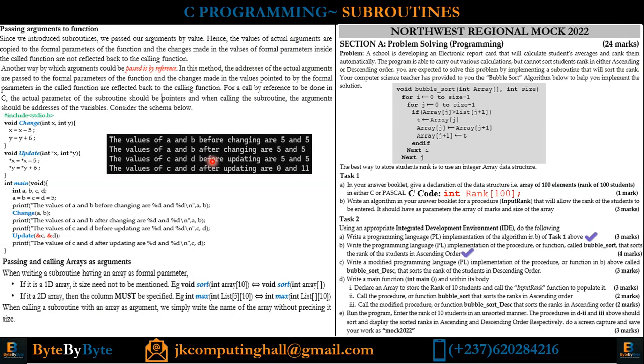We are done with the B part. The C part says, write a modified programming language implementation of the procedure or function in B above called bubble sort desc that sorts the rank of the students in descending order. That is 3 marks.